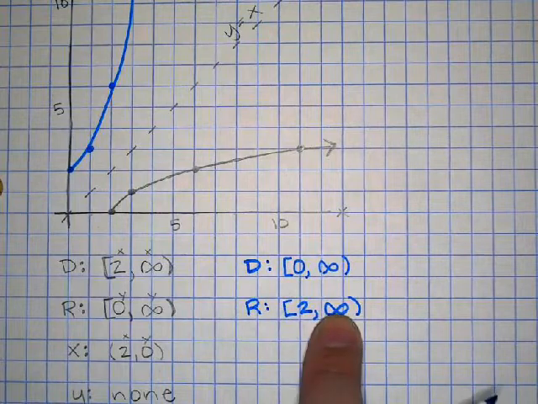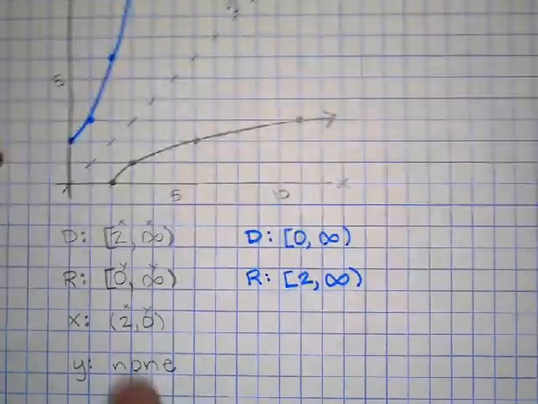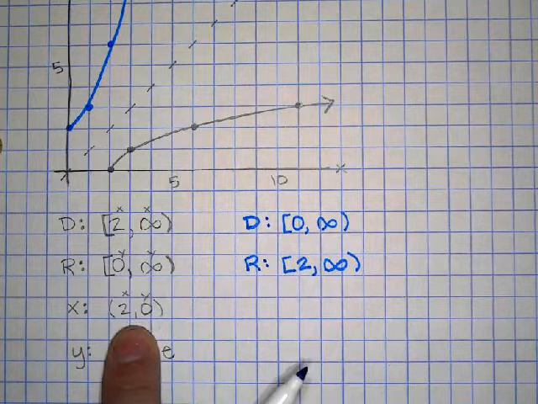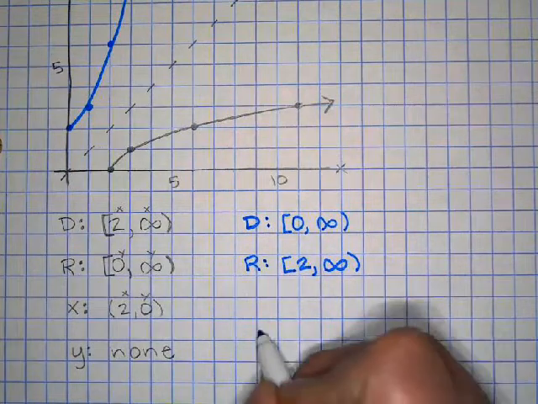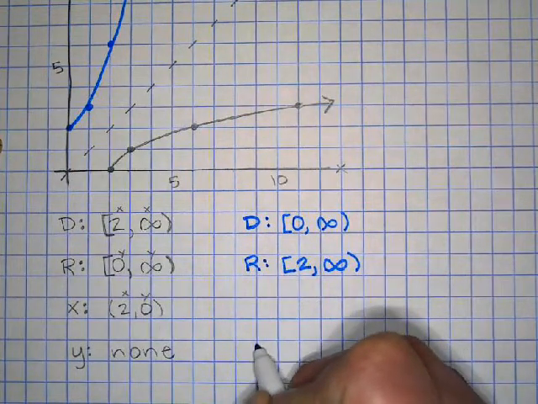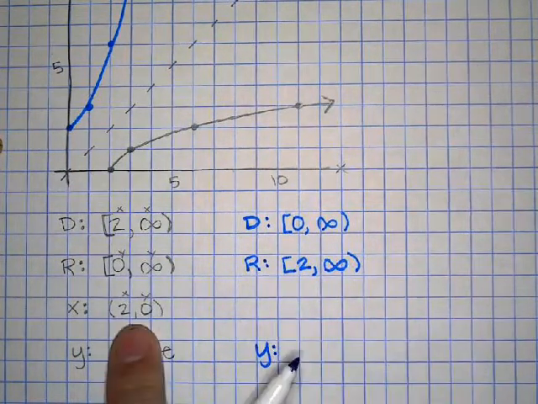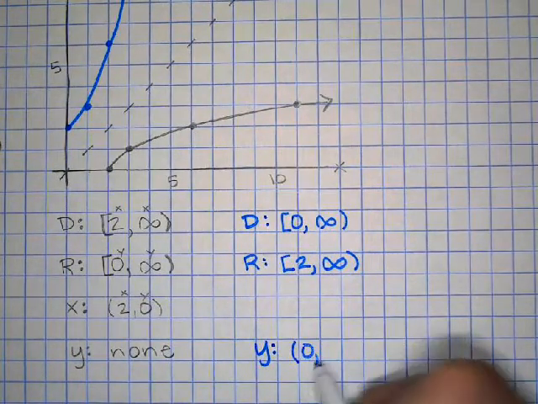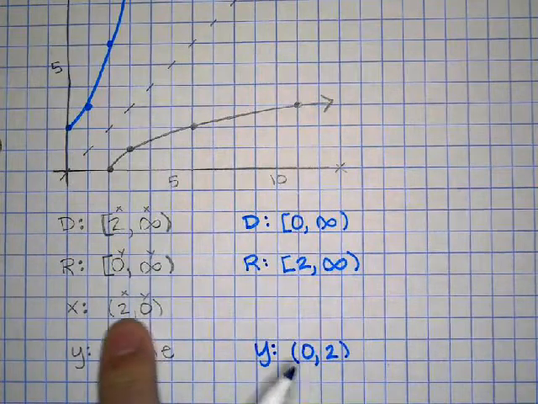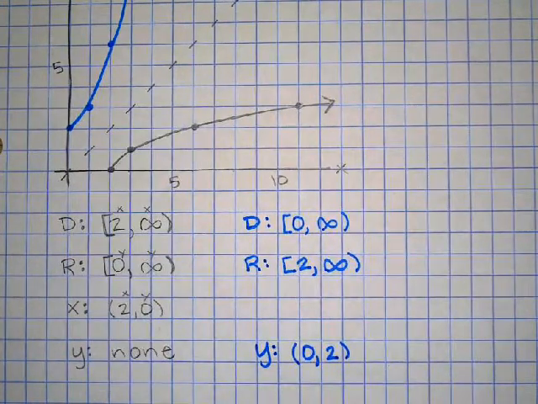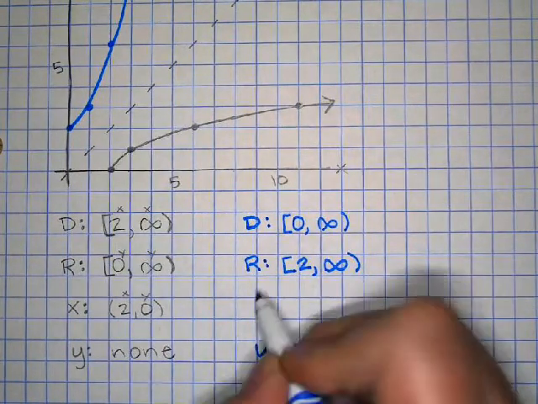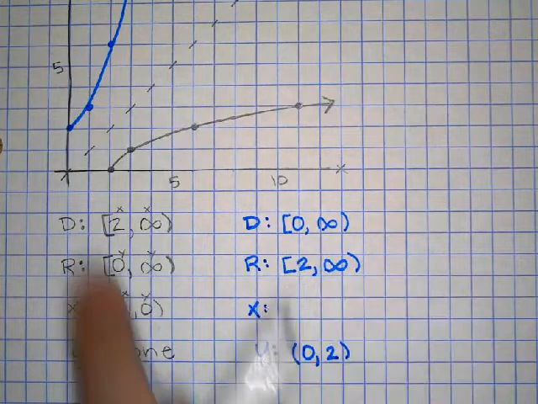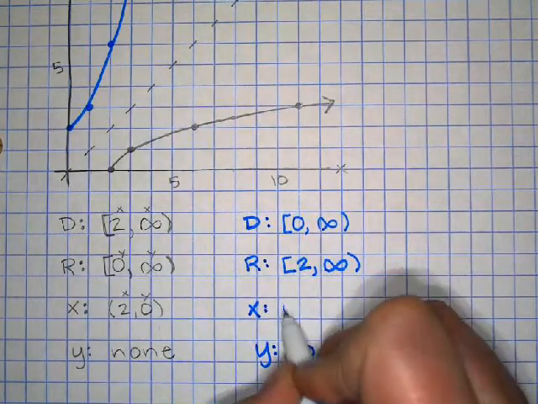Okay, so let's look at this. The thing that used to be an x-intercept is now what? It's now a y-intercept, and that's because the x and the y traded positions. So now it's a 0, 2. And now if we look for the x-intercept, we're going to find that there isn't one. Okay?